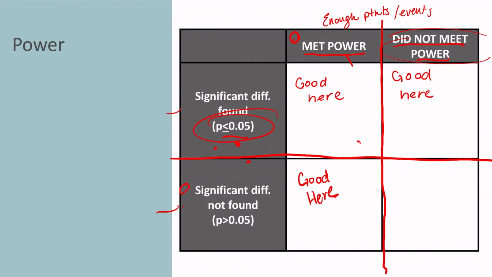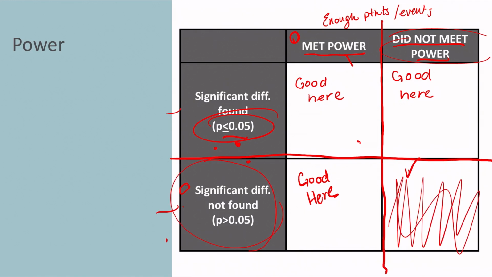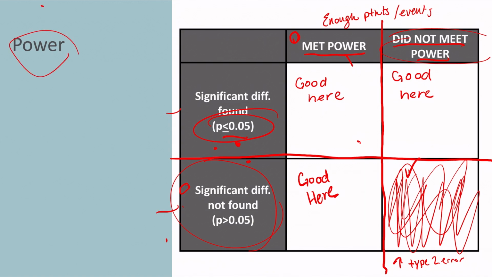The only time power is a super big deal is if you don't meet power and you don't find a significant difference. This corner right here is your big bad corner, where you're at high risk for type 2 error. So if there's anything you need to remember from this discussion about power, it's that if you don't meet power and you don't find a significant difference, that's the big problem. The rest of these, it's okay.